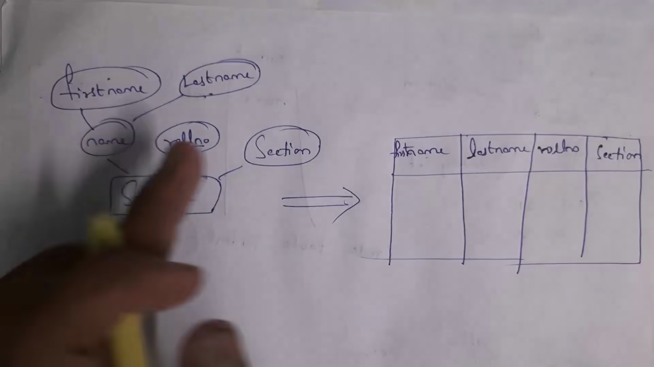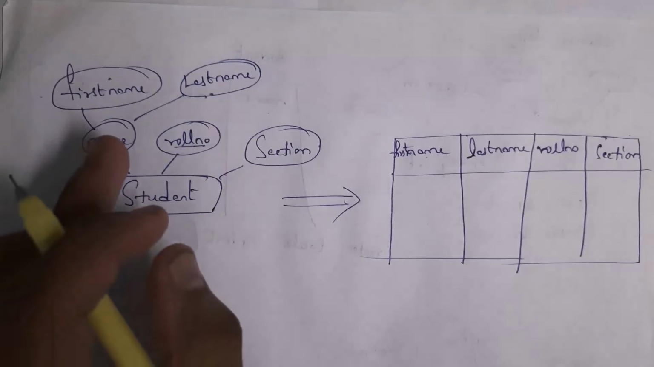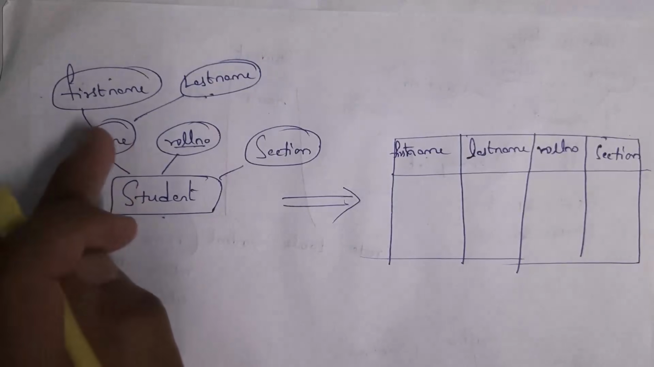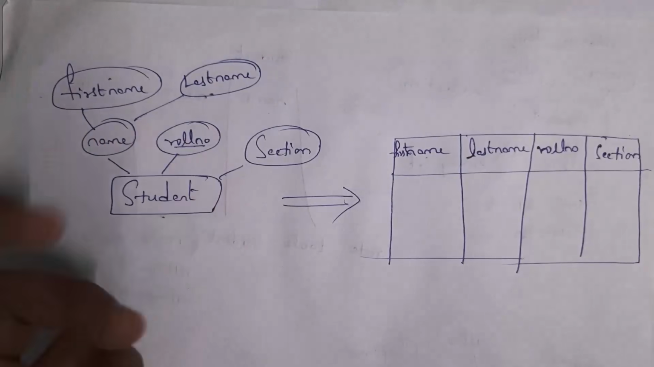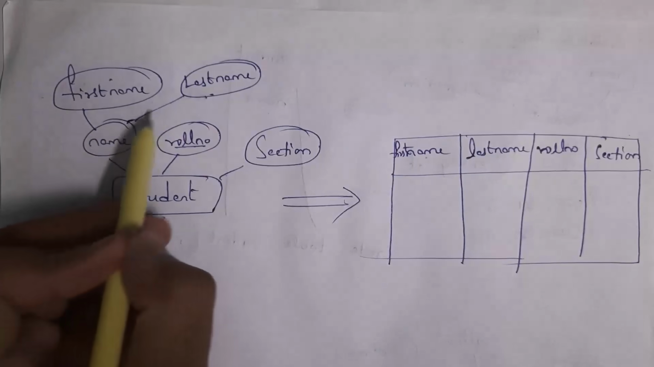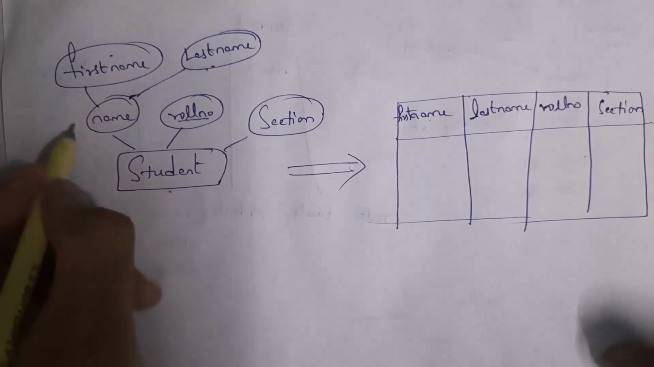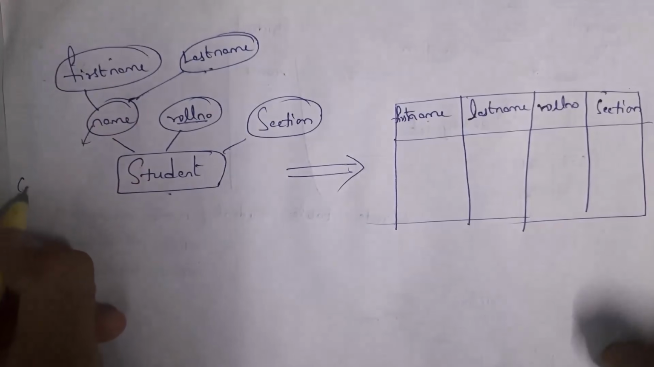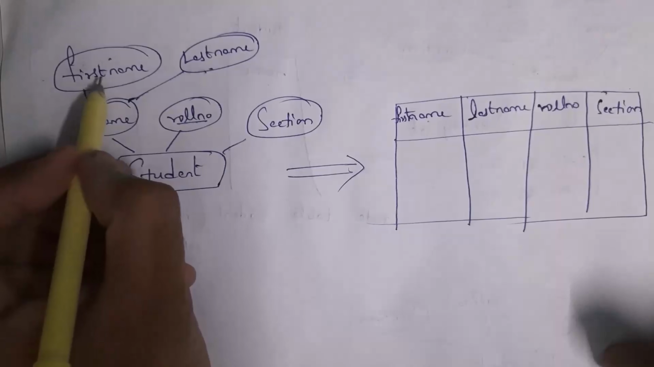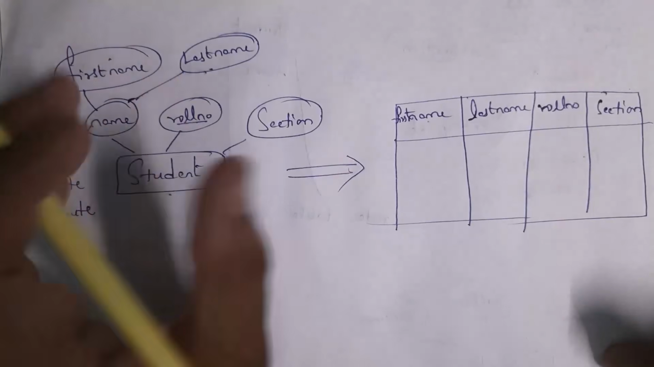For example, this is another ER diagram. In this ER diagram, from this name attribute, I am deriving another 2 attributes like first name attribute and last name attribute. So we call this name attribute a composite attribute. Whereas first name attribute and last name attribute are simple attributes.